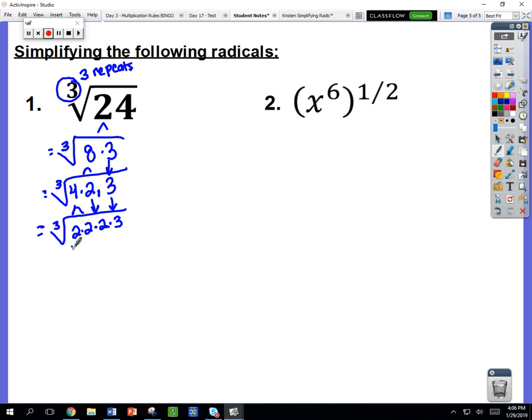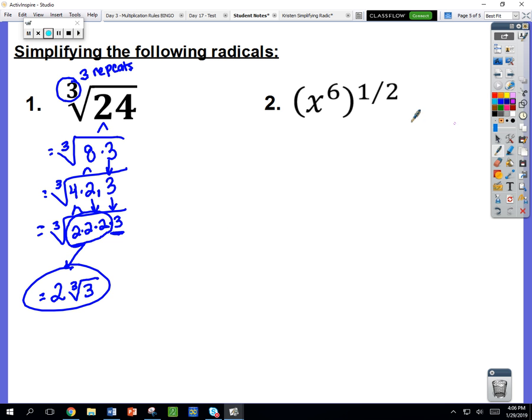And now I have 3 repeats. So the repeats are going to leave the radical, and the leftover single is a 3. And it was the cubed root, so I'm going to leave that 3 there to show that it was the cubed root. And that is this answer simplified.